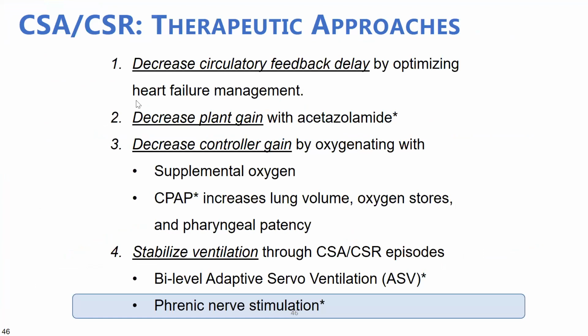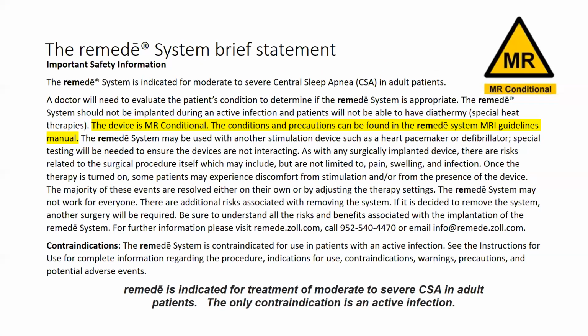As a result of that, we turn really to the final modality, which is phrenic nerve stimulation. Now, phrenic nerve stimulation is a method for pacing the phrenic nerve. It is indicated for adults with moderate to severe central sleep apnea. The only contraindication is active infection, which would preclude implantation of a phrenic nerve pacing device.